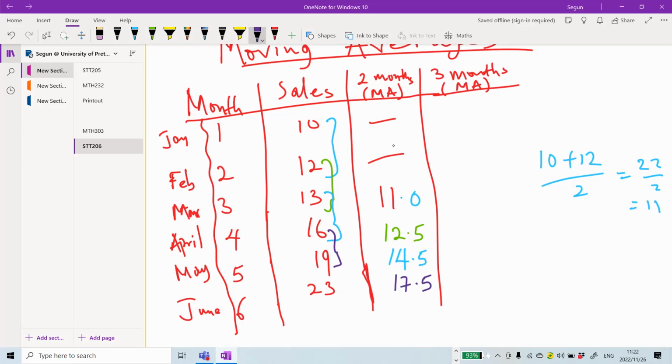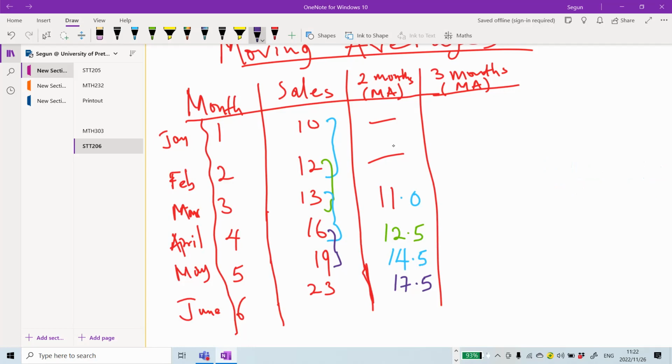Is that okay? That is the 2 months moving average. So in a business arena, you are forecasting, okay, what do you think we can get based on these sales we have? Averagely, what do you think we can have in the next 2 months? Or in the next 3 months? Or in the next 4 months? That's why they call it moving average.